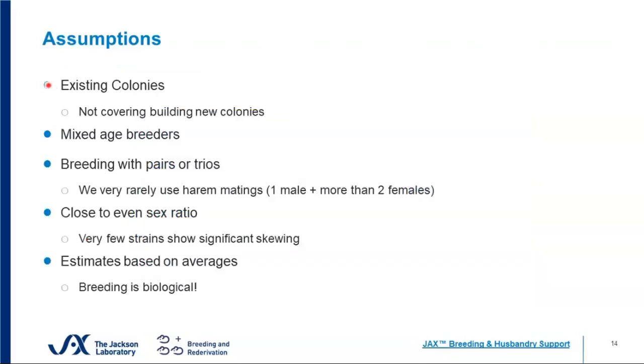Just some general assumptions about what I'm going to talk about today. So I am really going to be talking about an existing colony. I'm not going to talk about how you build a new colony from a limited number of breeders. I'm also going to assume that you have mixed age breeders, and again, I'll be talking about the importance of that. And then for most of the numbers I'm using, I'm assuming breeding in pairs or trios.